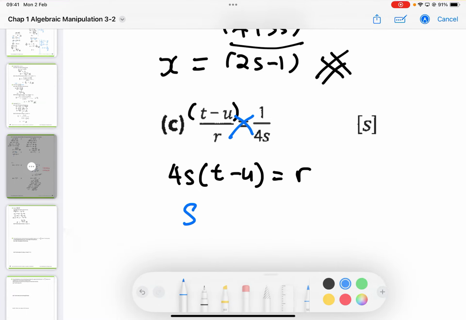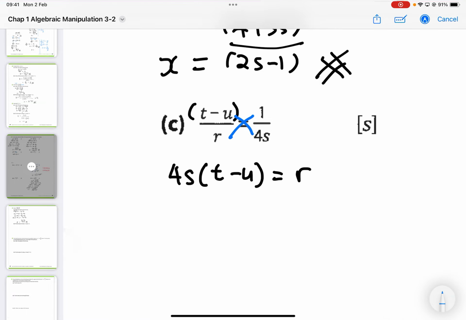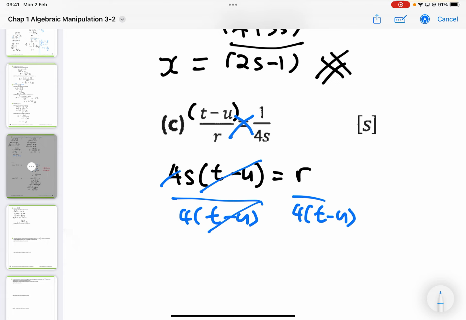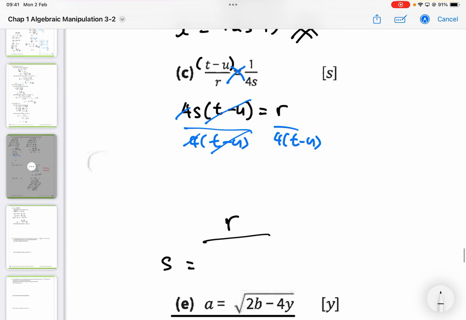Then straight away, I can divide by 4 and the bracket. Then the whole bracket cancel, the 4 cancel. I'll be left with S only. So S equals to R over 4 bracket minus U.